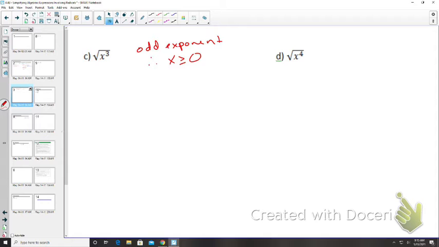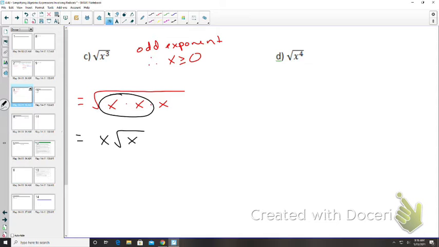Now let's simplify this x cubed, okay? x cubed is the same as multiplying x by x by x. Okay, we're taking the square root, so we're going to look for a pair. So right here we have two x's, so let's take those outside. So we get x root x is our fully simplified, and we have stated our restrictions right here.